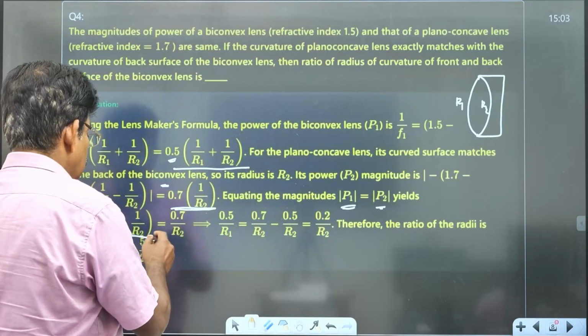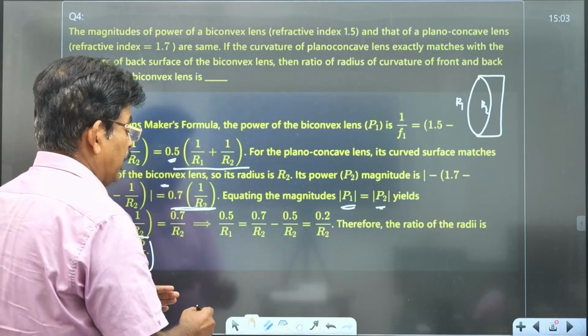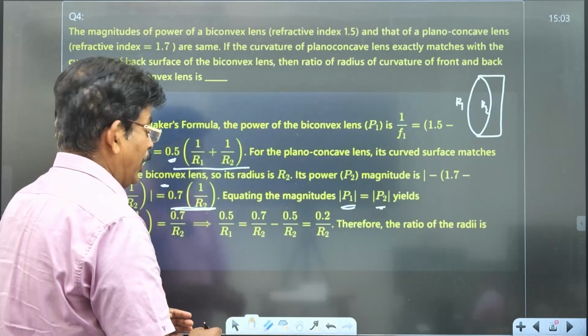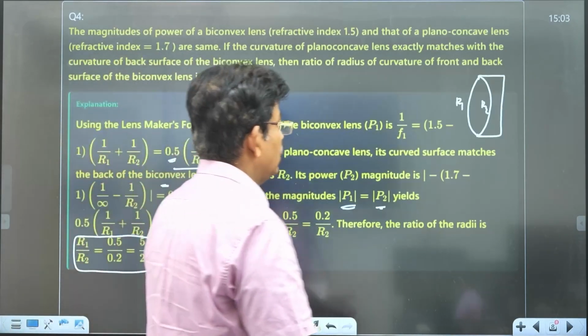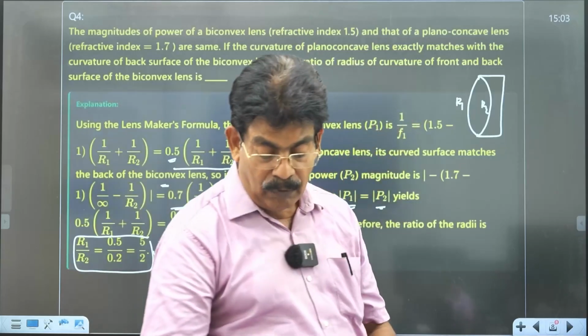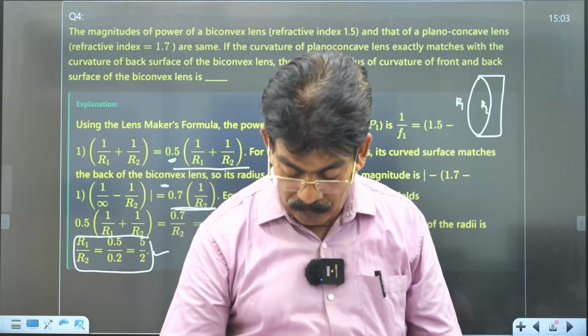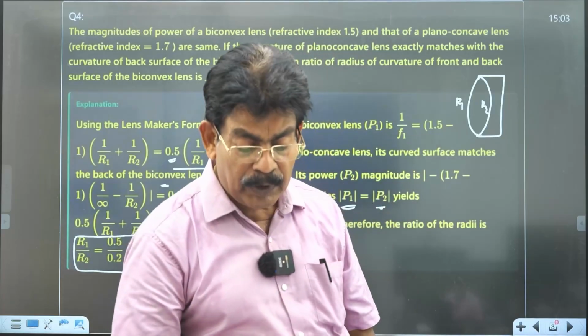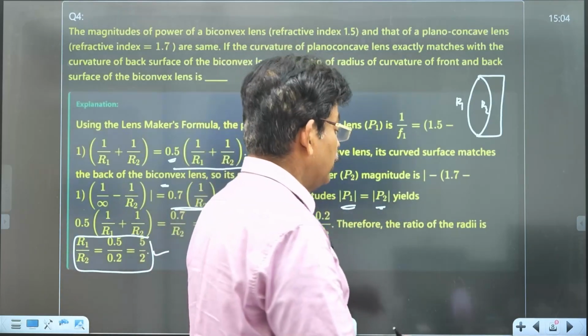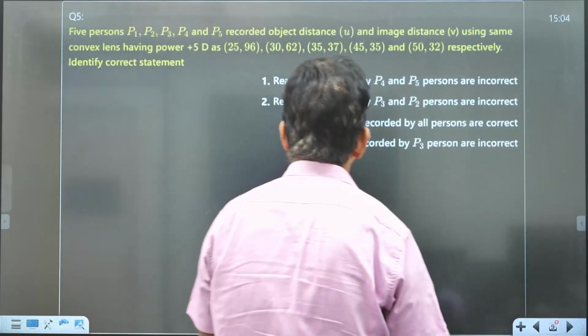And we have to rearrange it, simplifying. We have to get the value of R1 by R2. R1 by R2 is coming to be 5/2. That is, the ratio of R1 by R2 is coming to be 5/2. Yes. Answer for question number 4 is 5:2. Now we go to the next question.